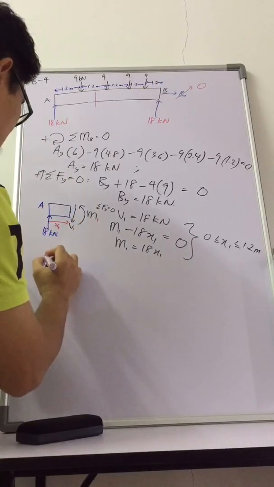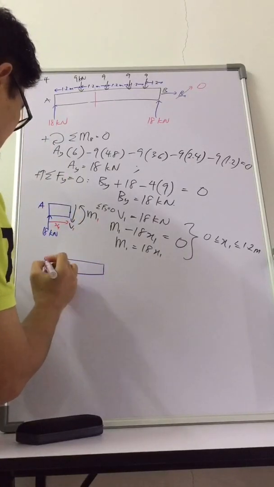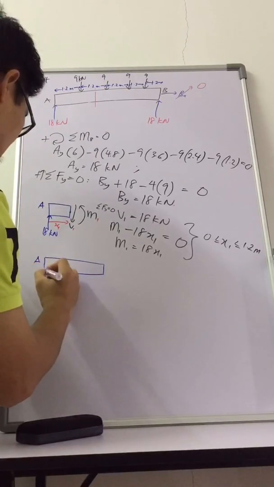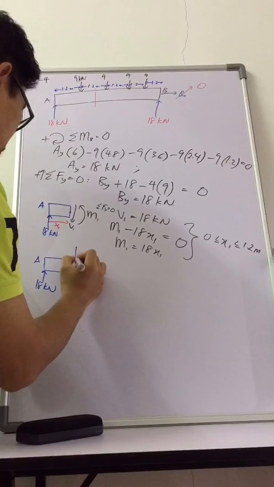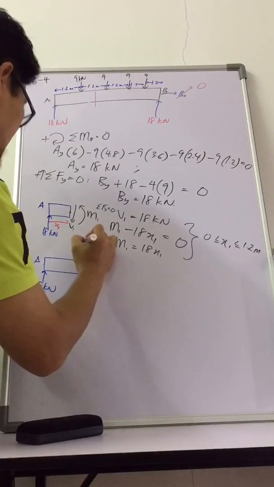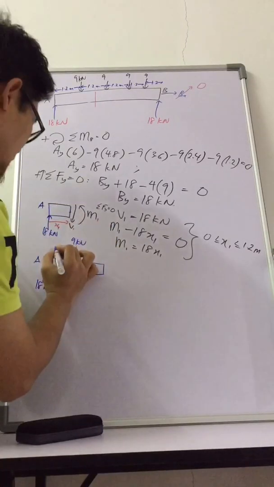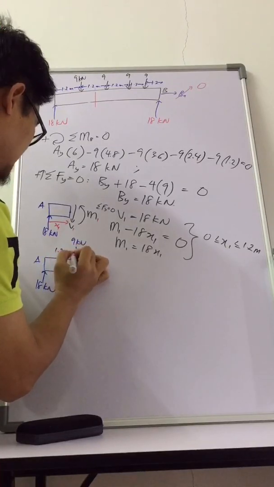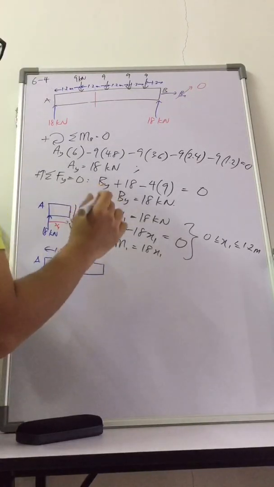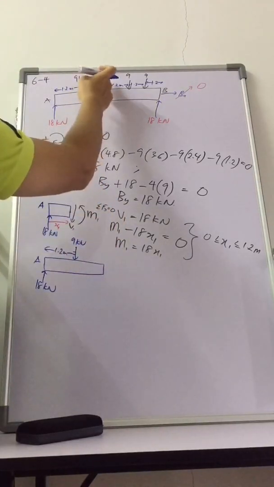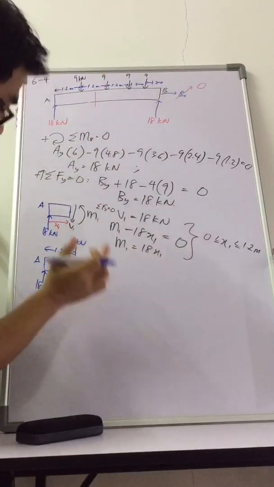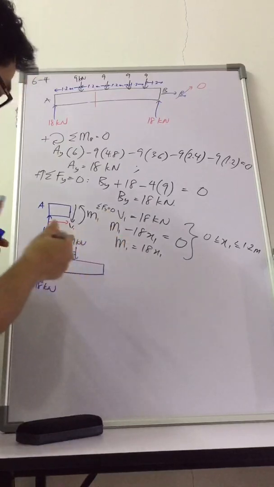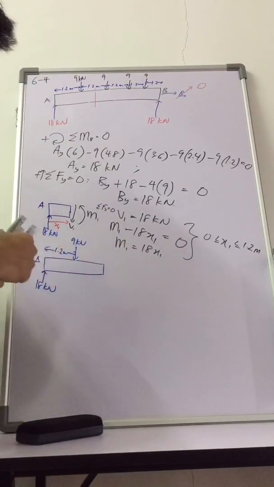So you draw it like that. At A, you have 18 kilonewton, and then at 1.2 distance, you have 9 kilonewton. Okay, and then this is 1.2 meter, and then you cut here. So the next 9, which is 1.2 meter, is somewhere there. Alright, something like this. So you cut before the next 9 kilonewton.